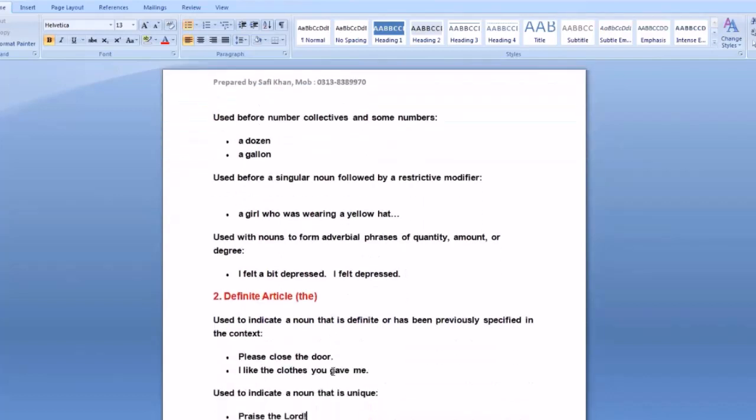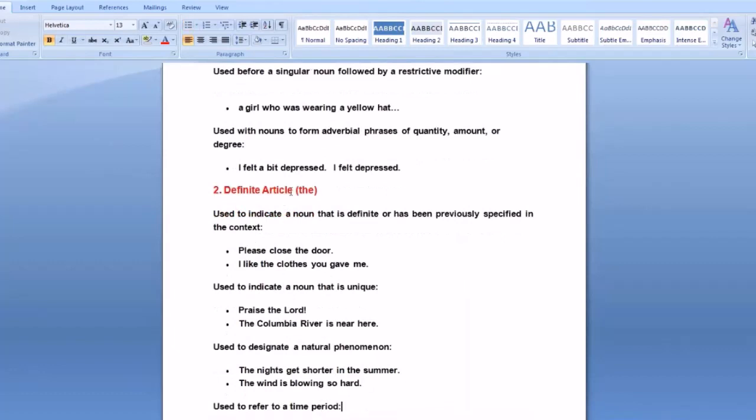Now the next type of article is definite article, the. Remember, this article has two sounds.